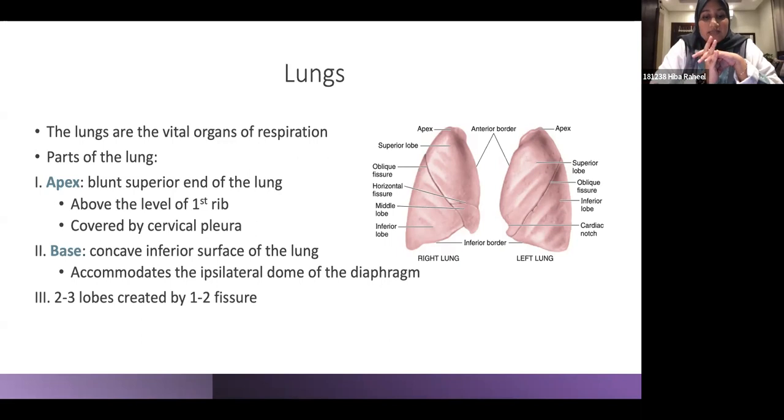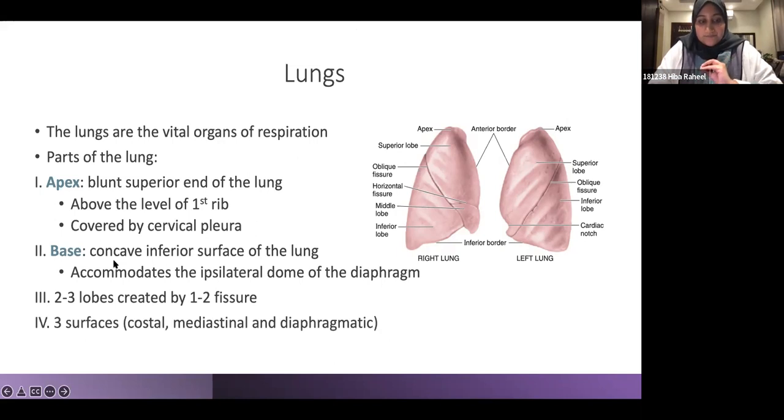This is the most important part of the presentation, starting now. The lobes are formed by fissures. Think of fissures as deep lines that run on the surface of the lungs and separate the lungs into sections, into lobes. Depending on the lung, there are different numbers of fissures and different numbers of lobes. We'll get into this in a bit.